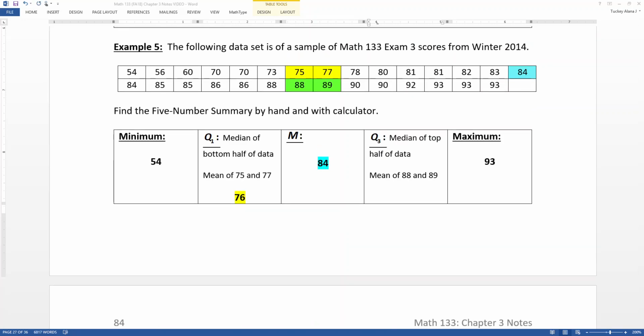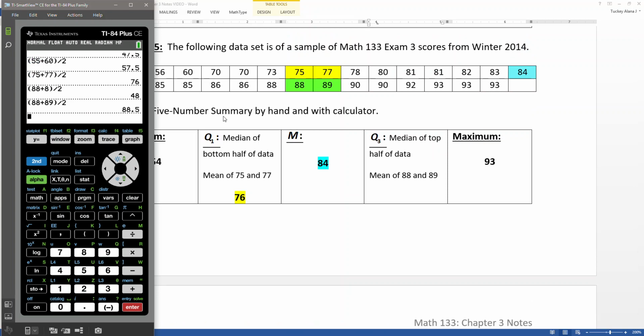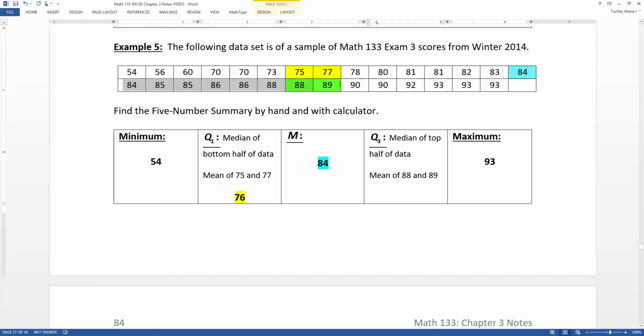And if you want to see me do that with a calculator, I did it in my head, but I also have done it with a calculator. Make sure that you type parentheses when you do it and close that parentheses and then divide by 2. And there you have it. Similarly, Q3 is the median of the top half of the data. So it's the median of 88 and 89. So if I take those 2 values, I'm going to get 88.5.